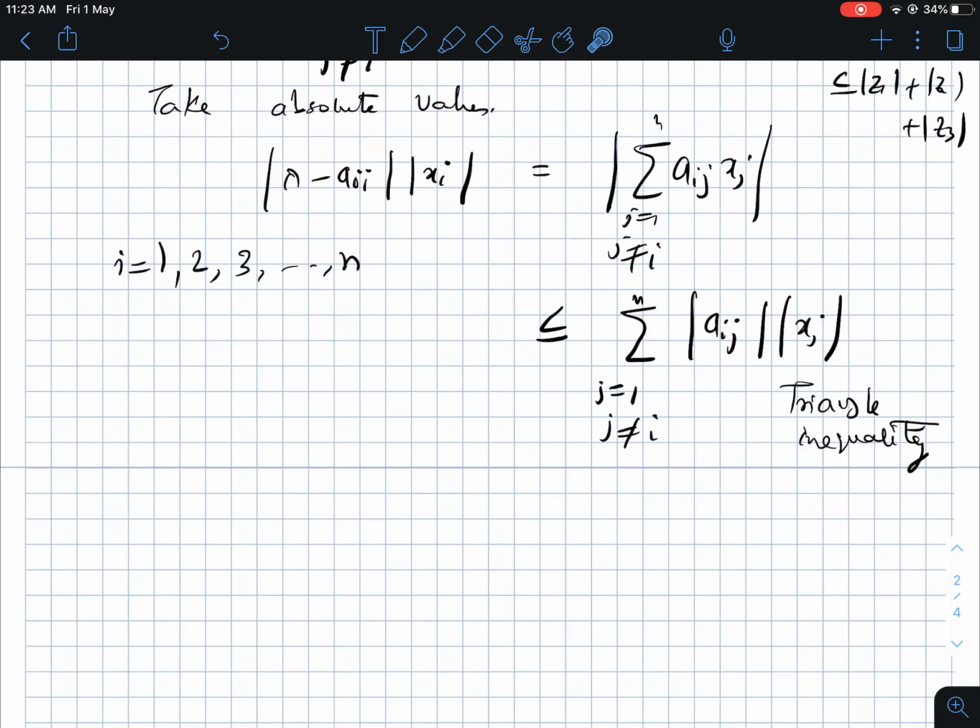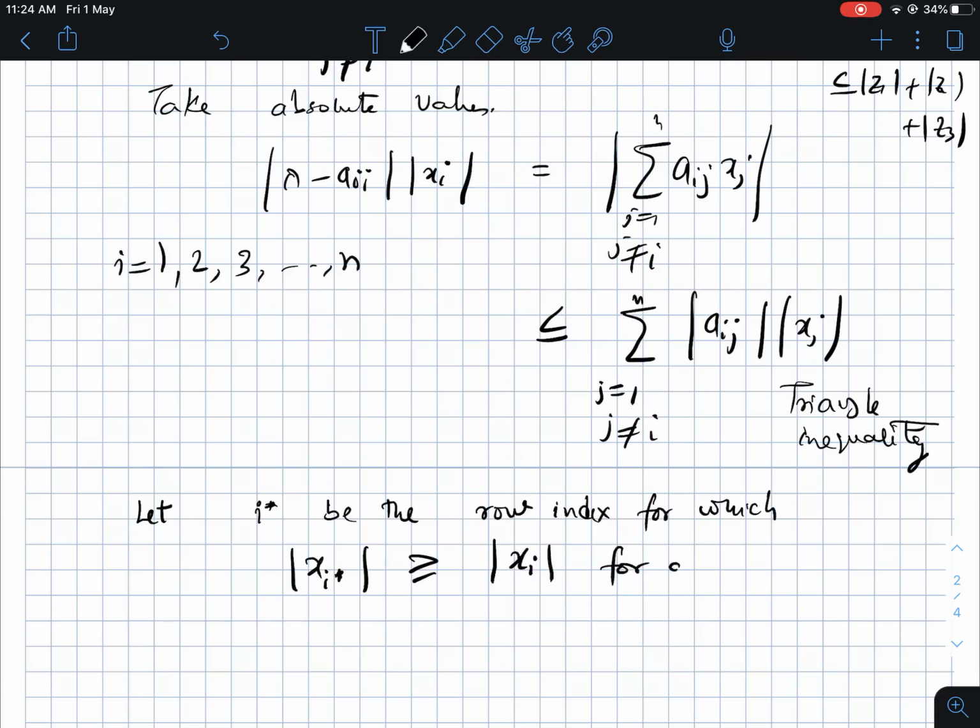the equation, right, corresponding to the i for which x_i is the largest. Okay, so let me just write it down, it will be clear. Let i star be the row index for which x_i star is the largest. That means it's greater than or equal to x_i for any i.